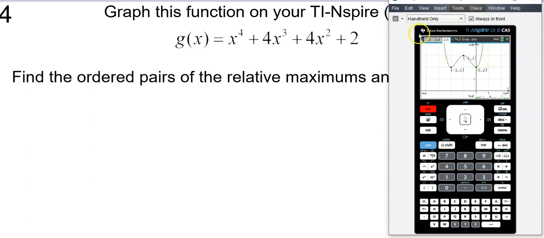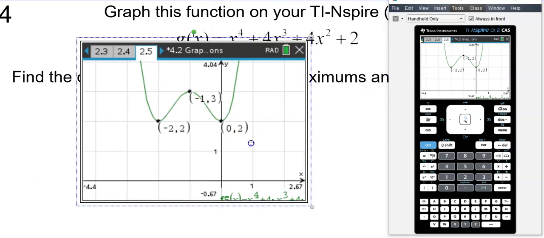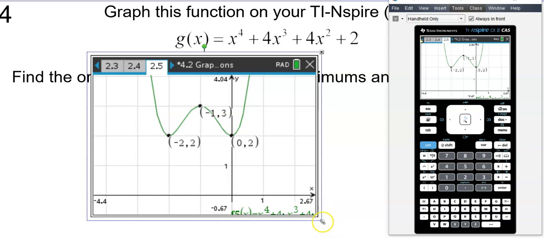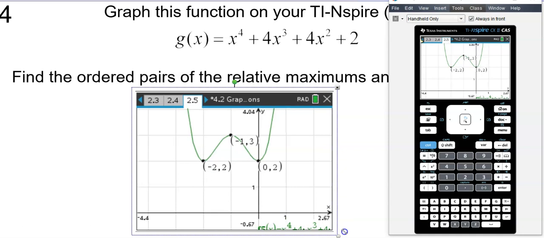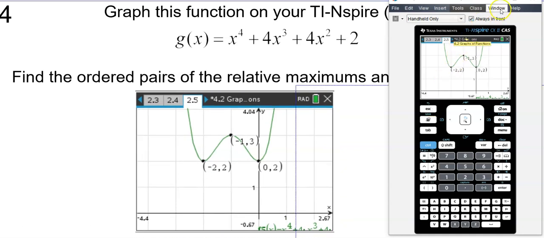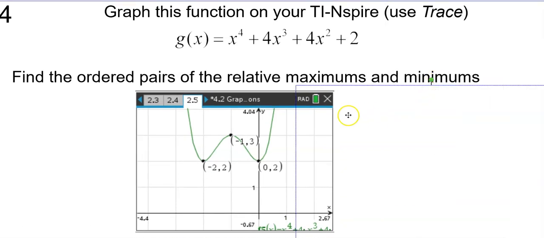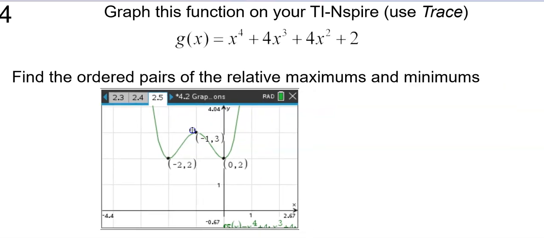So now that I have those points labeled, you really want to use trace to find those nice points. So it says where are the local maximums and minimums. These are not necessarily the absolute max. The absolute max for this graph would be infinity, right? This graph goes up forever, essentially.